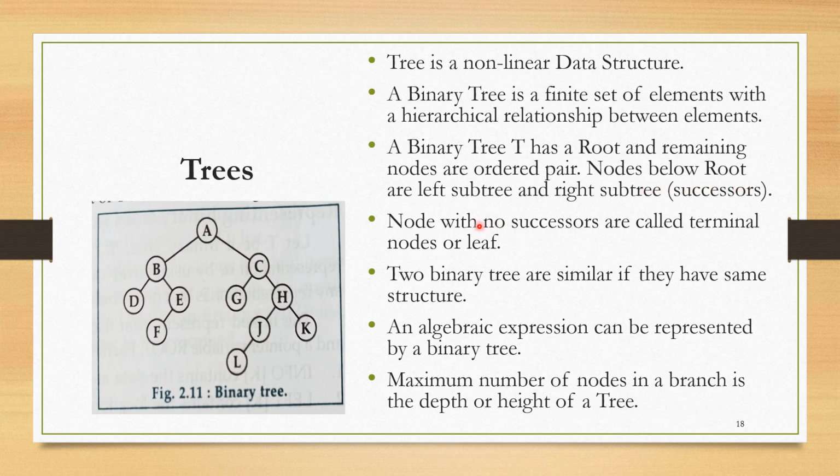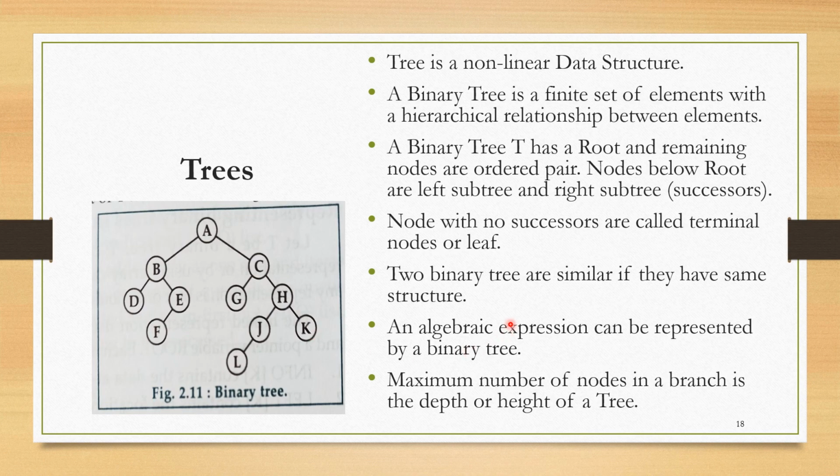Nodes below the root form the left subtree and the right subtree. So if this is your tree, this is the root, this is the left subtree, and this is the right subtree. Nodes with no successor are called terminal nodes or leaves. For example, L doesn't have any successor, so this is a leaf. F is a leaf, D is a leaf, K is a leaf.